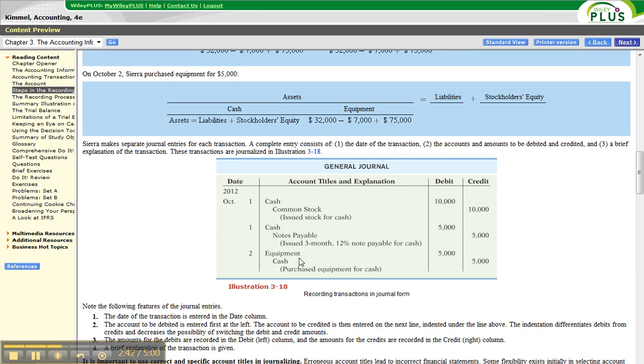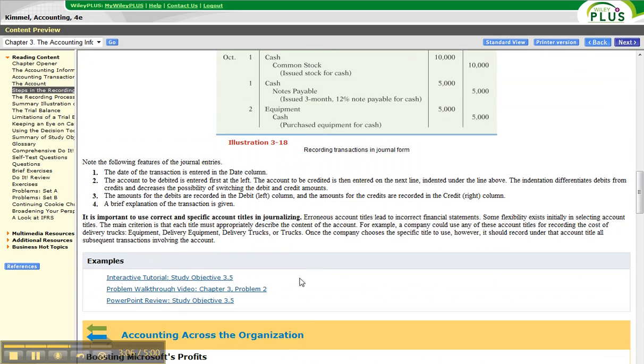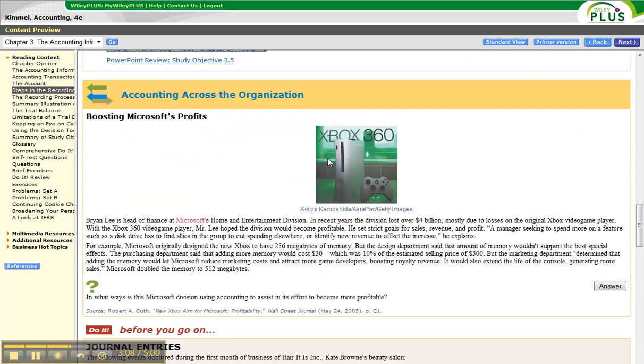Buying equipment, equipment is going up because we're buying it, so we have to debit it because it's an asset. Assets go up with debits. Cash is going down because we're spending cash to buy the equipment, so we credit cash, which is the asset. Assets go down with credits. So you have to get really good at this idea of knowing what has to be debited and credited depending on whether or not the account is going up or down. So that's recording in the journal.